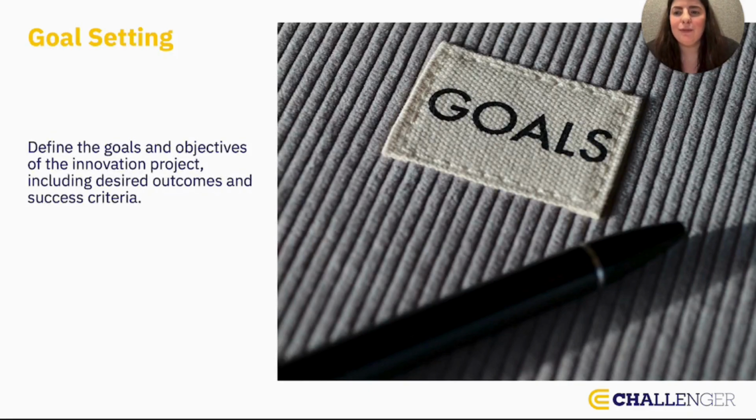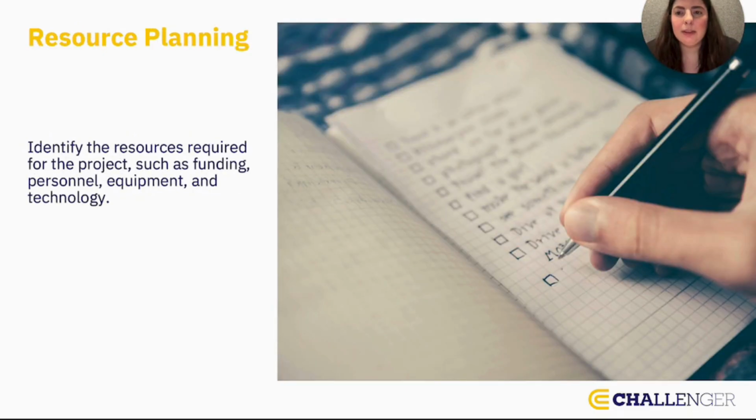Goal setting. Define the goals and objectives of the innovation project, including the desired outcomes and success criteria. Very important for the beginning, so we know where we are going to work towards. Then we will look at resources. We identify the resources required for the project, such as funding, personnel, equipment, and technology. We have to look at how much money we need, how many people we need, for which departments, how much equipment, technology, licenses, and stuff like that.